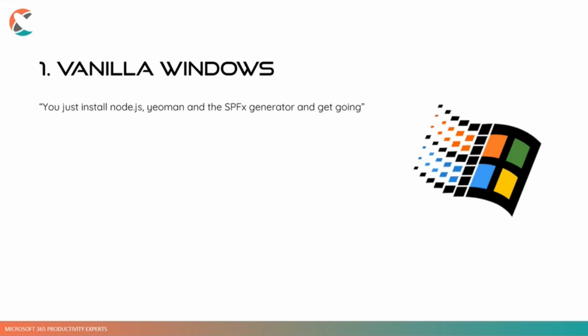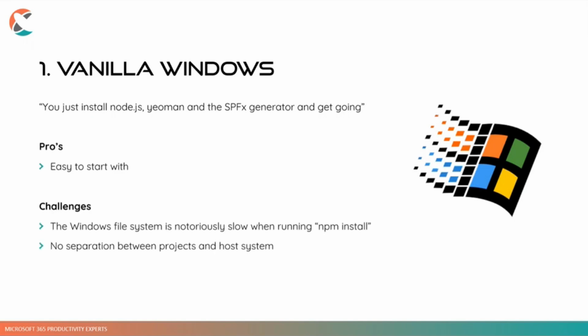But it's easy to start with, and there are also some challenges with doing things this way. There are basically two things that we ran into while we were working like this initially. The first thing is that the Windows file system is notoriously slow when running npm install. In the beginning, we had to wait 15 minutes before we could start developing our SPFx solutions. I've recently tried it again, and it seems to have gotten a lot faster, also with the newer versions of Node.js and npm. But still, it's quite slow, and this is a well-known thing.